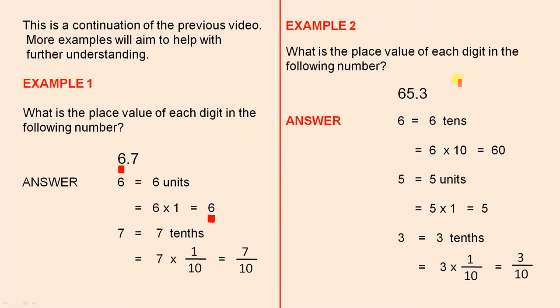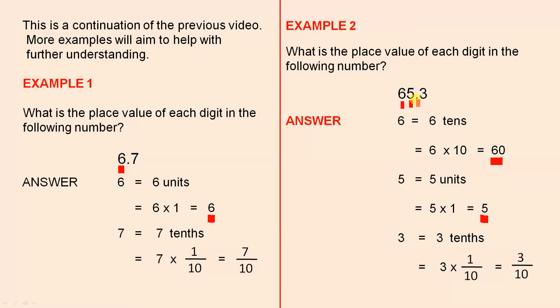Example 2. What is the place value of each digit in the following number? So we have 65.3. Now the 6 is in the tens column, of course that's units, tens. 6 tens are 60, so the value of 6 is actually 60. The 5 is in the units column, so it's 5 units, which is 5 ones are 5. So the value of 5 is actually 5.